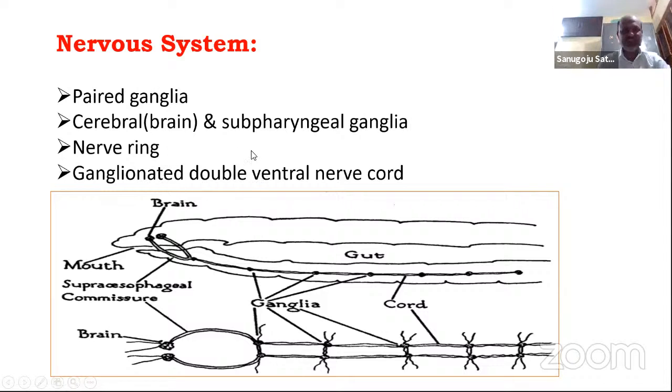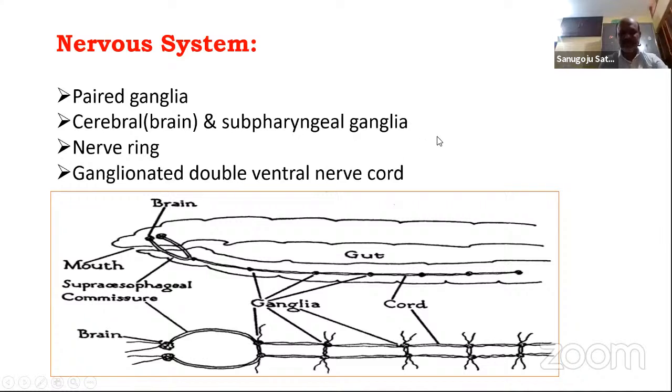Actually, the earthworm has the nerve ring; we used to dissect it in previous days. We can show it by dissecting the earthworm. A ganglionated double ventral nerve cord is there. Here the nerve cord is ganglionated. This is the ganglia for each segment. This is 1 and 2: two nerve cords, located on the ventral side. Double ventral nerve cords. A ganglionated nerve cord is present in the nervous system. This is about the nervous system.